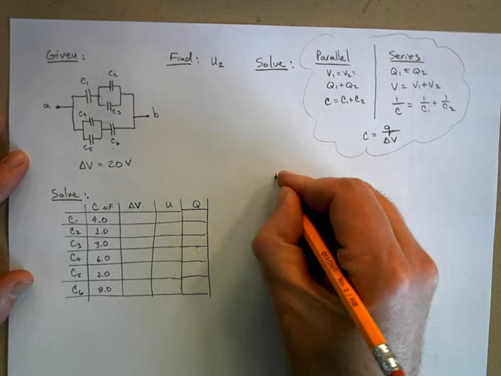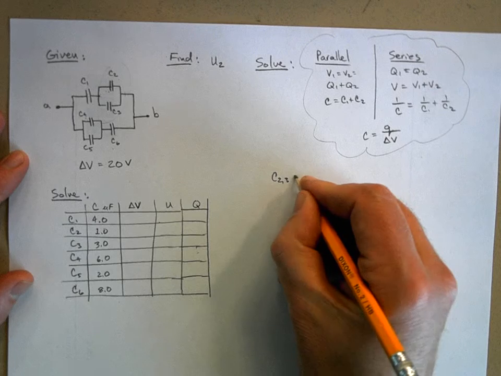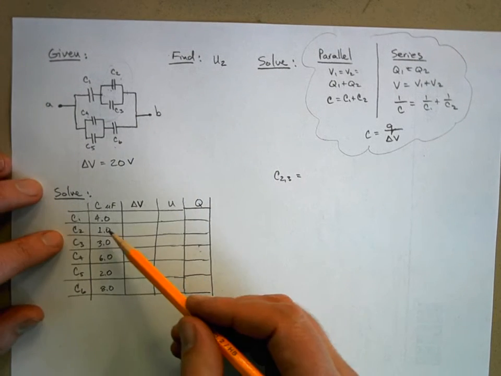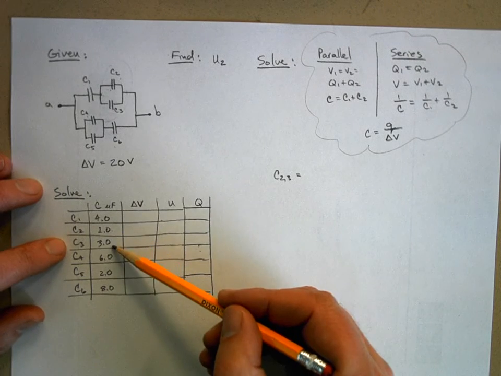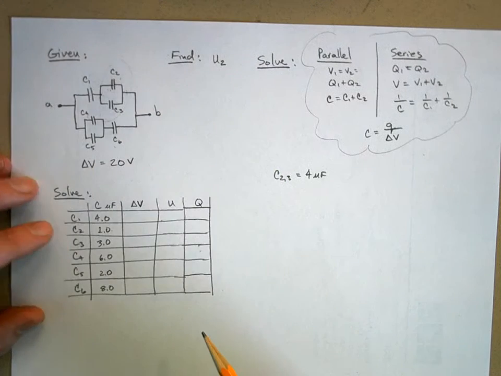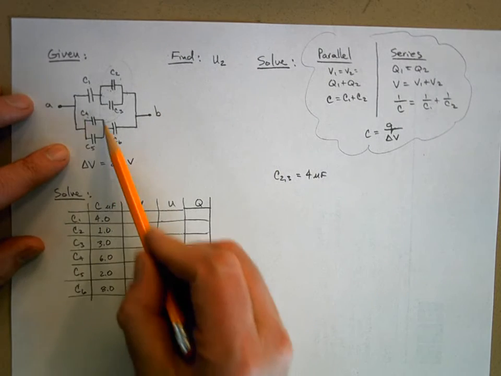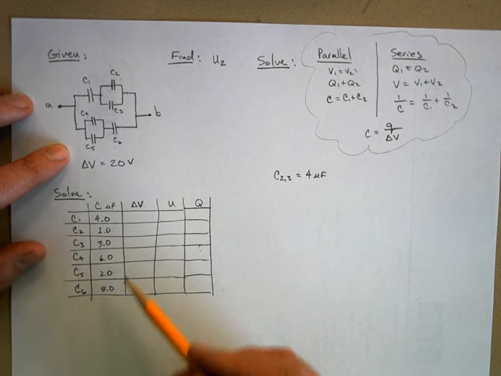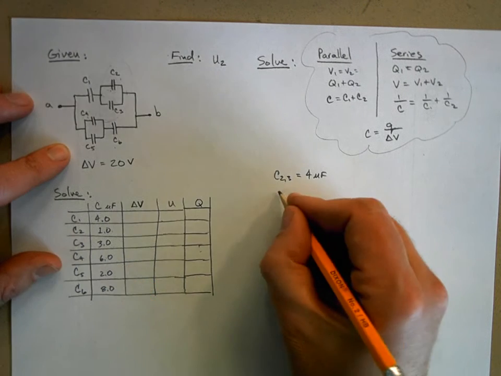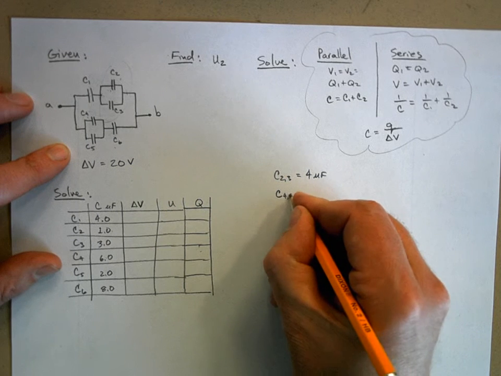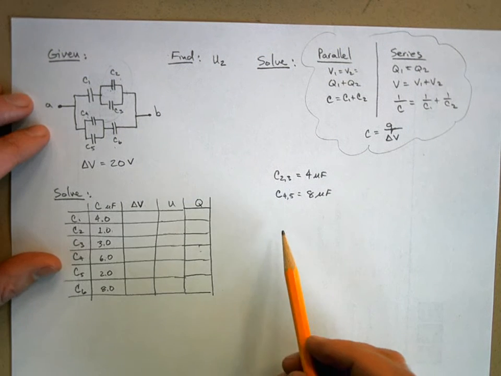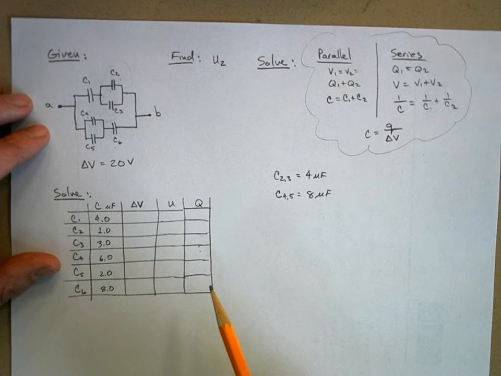Okay, so I could go C2,3 is equal to C2 plus C3, that's 1 plus 3, is 4 microfarads. So the equivalent of those two is 4. Then look at these two right here. C4 and 5, they're in parallel. C4 plus C5, that's 6 plus 2 is 8. So I go C4,5 equals 8 microfarads. Now look at how I'm doing these subscripts, okay?